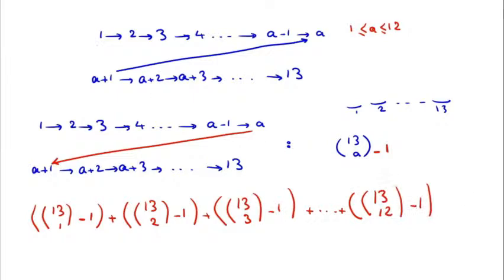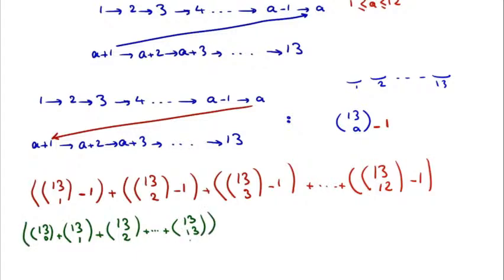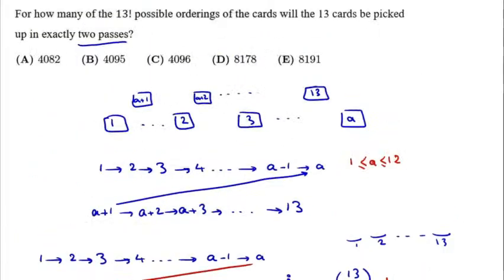Now I want to calculate this term. I know that 13 choose 0 plus 13 choose 1 plus 13 choose 2, up to 13 choose 13, we know this is 2 to the power of 13. But we don't have 13 choose 0, so I subtract. We don't have 13 choose 13, so I subtract this part also. And how many negative 1s are there? Negative 12. So it will be 2 to the power of 13, minus 1, minus 1, minus 12. 2 to the power of 13 is this, minus 14, which will be 8178.